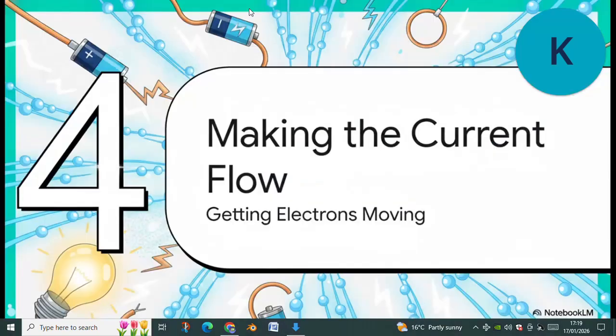Okay, let's move on. Section 4, making the current flow. So get this, everything around you is already packed with these charged electrons. But just having them sit there, that's not electricity. The real secret, the key to the whole shebang, is getting them to move in an organized way. You need to create a flow.